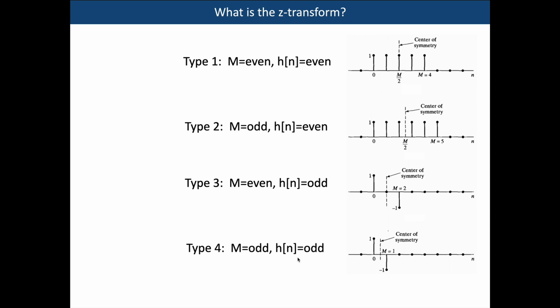Types 3 and 4, we have, instead of even symmetry, odd symmetry about the center of symmetry in the sequence. And we have 2 examples here where the order is even and where the order is odd.